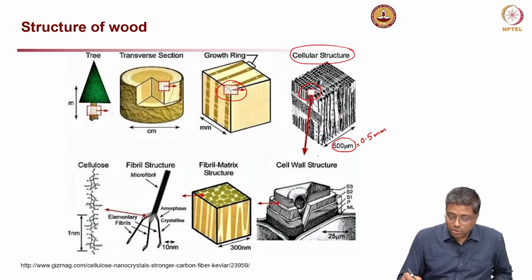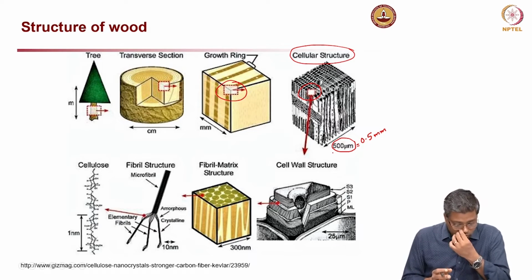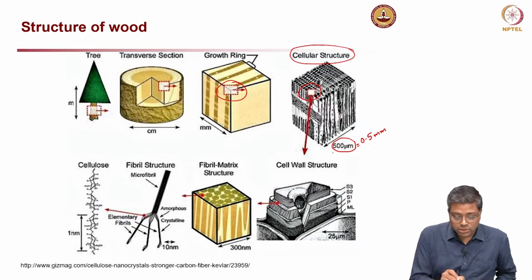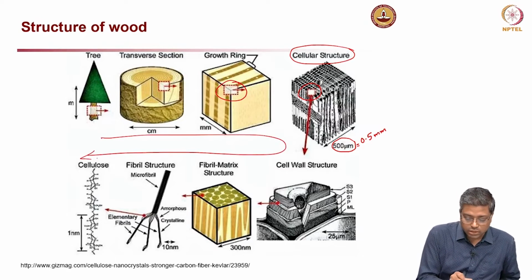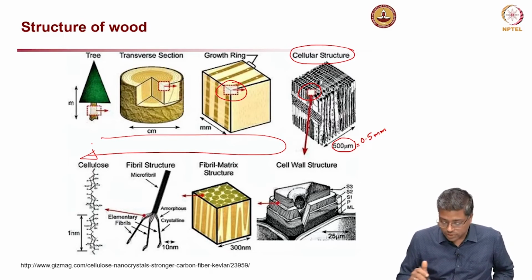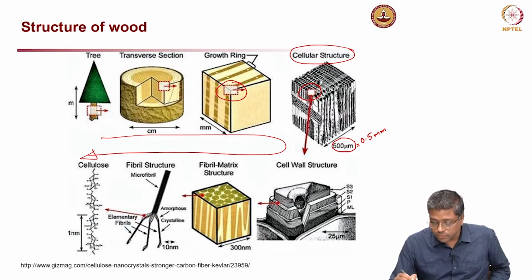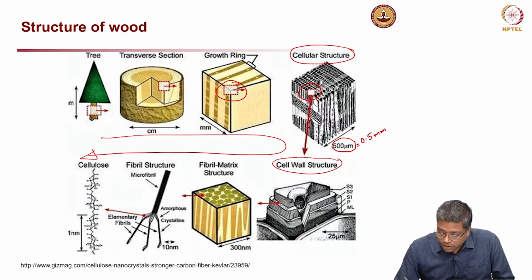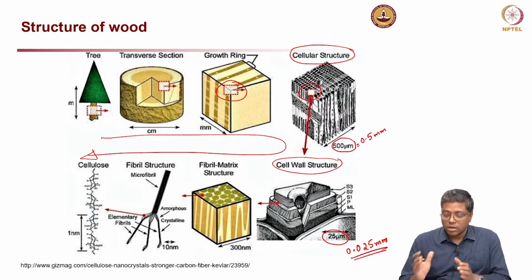Now, if I go to the cell wall structure, I am sorry, in the beginning I told that we will go from top left to bottom right. No, we are going in a clockwise direction. Top left to bottom left, that is how clockwise direction we are going. Here now you can look at the cell wall structure, where you can see a different microstructure level. You can see 25 micrometer, that means 0.025 millimeter. So, you can see how small we are looking at.